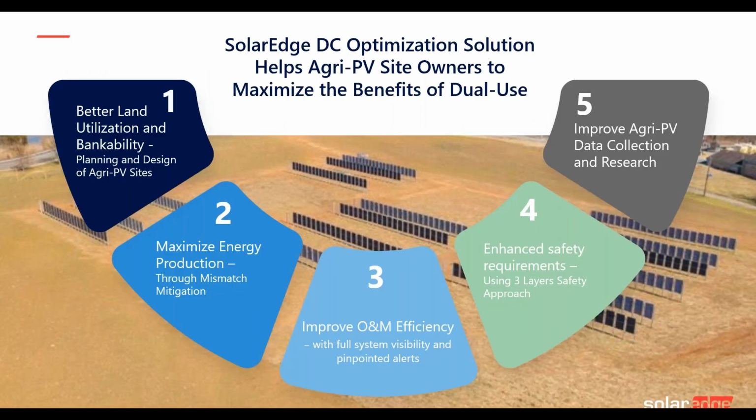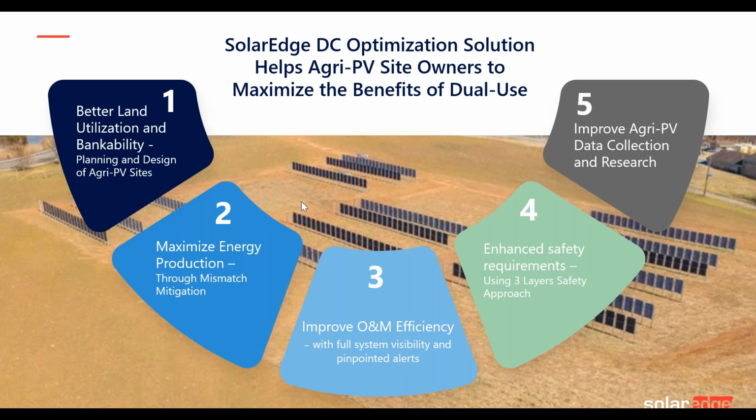Now, with this experience, with our understanding of Agri PV regulation, market forces, and requirements, we really understand that DC optimization is required, and the main reason for which DC optimization is so important in Agri PV is that it allows to achieve these 5 benefits that you see here on the screen that are essential for the success of an Agri PV project. And I'll explain in the next slide each of these benefits and why they are important.